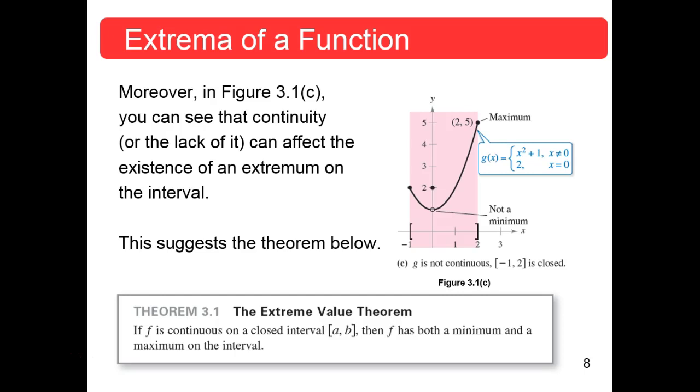So here's a theorem that all this sort of suggests. If f is continuous, and here we're saying f has to be continuous, on a closed interval a to b, then it guarantees that f has both a minimum and a maximum on that interval. If this is an open interval, you don't have that guarantee anymore. If it's not continuous, you sure don't have that guarantee anymore. But if it's continuous on a closed interval, f has to have both a maximum and a minimum on that interval. Okay, make sense?